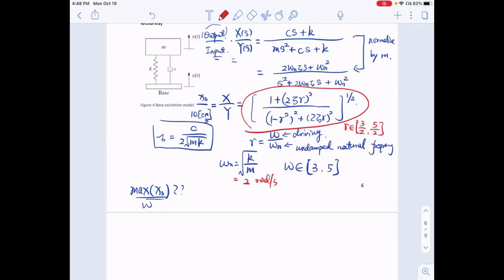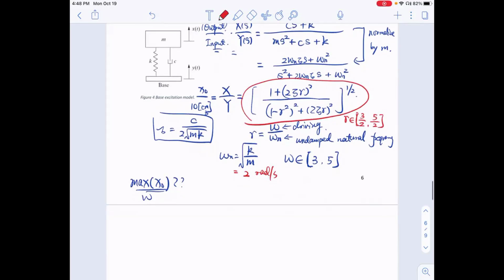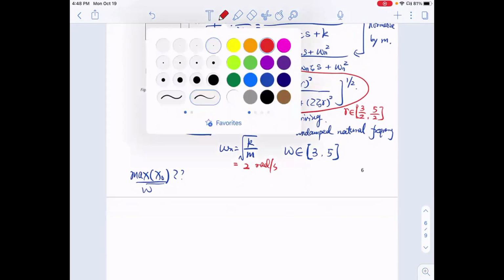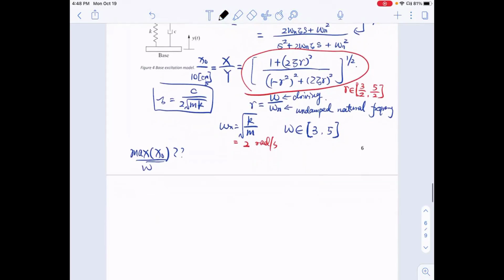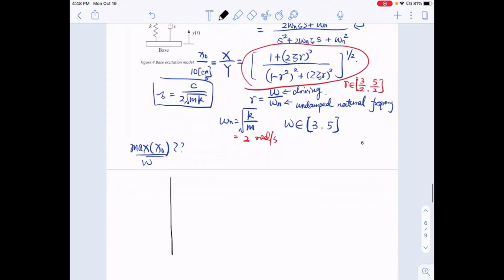So we just need to find out when r is in this range, what's the maximum value of that transfer function. So let's draw it out. In that slide, I already gave you the shape of the Bode plot. You have r, you have x over y, and then it looks something like this. So this value here is your resonance, r peak.